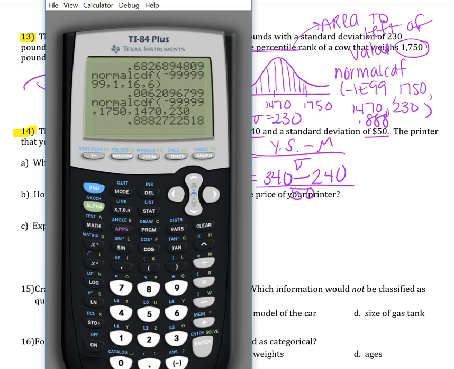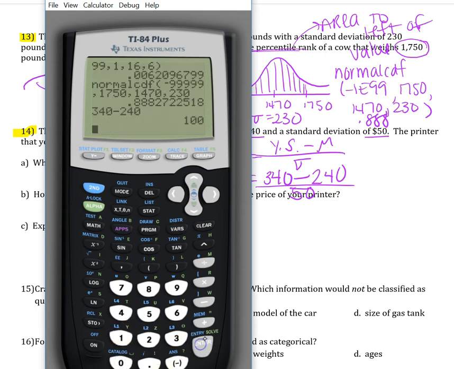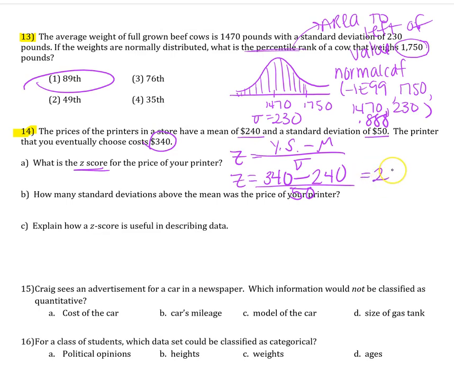Okay, so 340, take away 240. Oh, I could have just done that. 100 divided by 50 is 2. So it's a positive 2. That means you are 2 standard deviations above the mean.